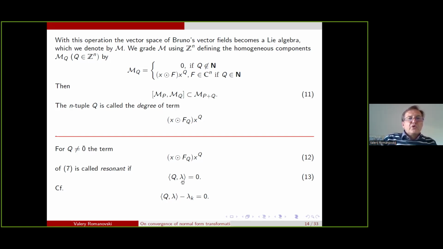So for q not equal to 0, this term is called resonant if you have this condition. Notice that usually in the traditional theory of normal forms, this is the resonant condition. But in Bruno's theory, this is the resonant condition. And this is the traditional resonant condition.